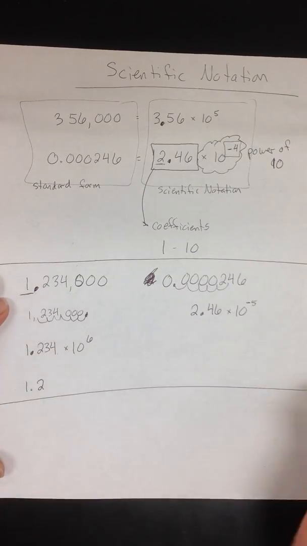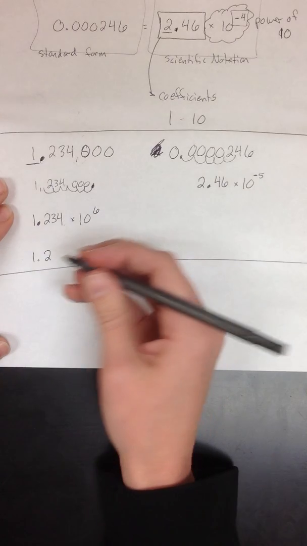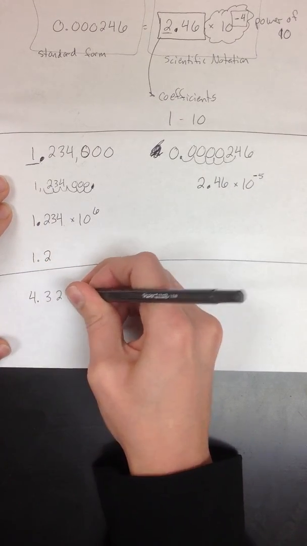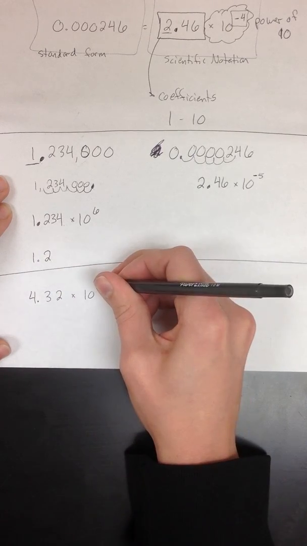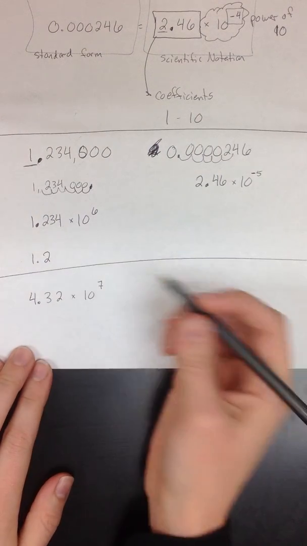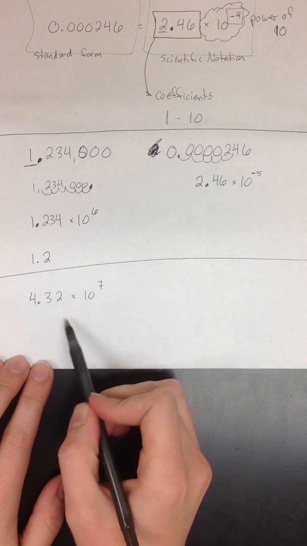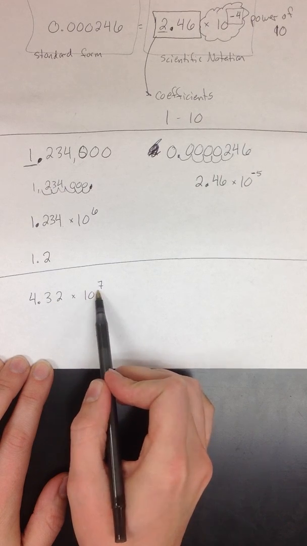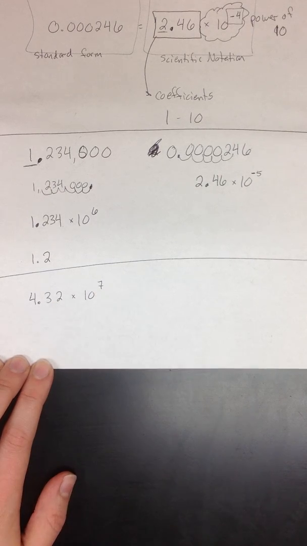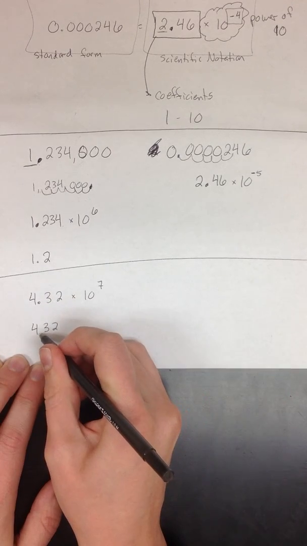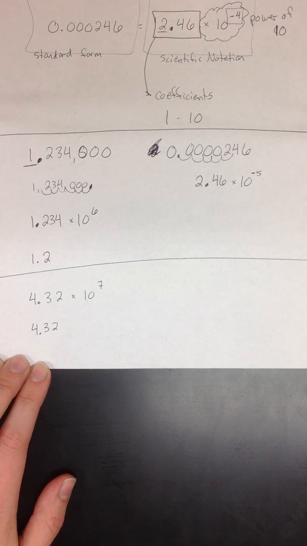Now, let's do the reverse. So if I have a number in scientific notation, 4.32 times 10 to the 7th. My coefficient tells me the digits. My times 10 to the 7th tells me how many times I had to move my decimal. So I'm going to start by writing 432. My decimal is currently right there.